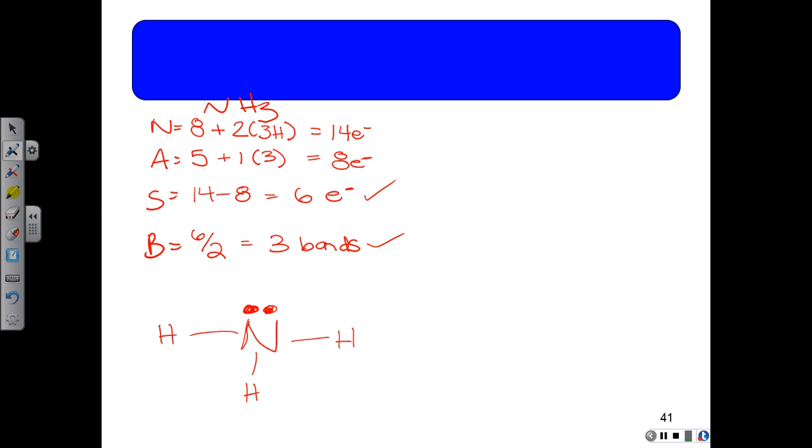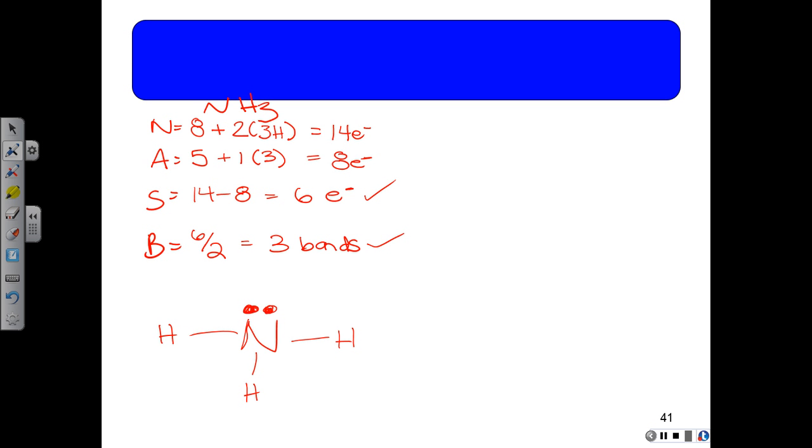And it may not seem like a big deal to show lone pairs or not, but this right here changes the whole reactivity of nitrogen, having that lone pair. It makes it a weak base. It makes it able to react. It's actually what we call a reactive site, a functional group. It can do acid-base chemistry.